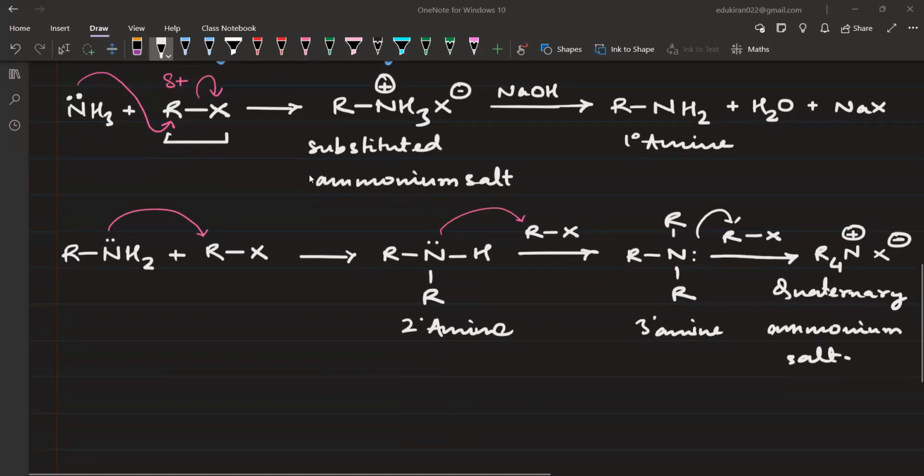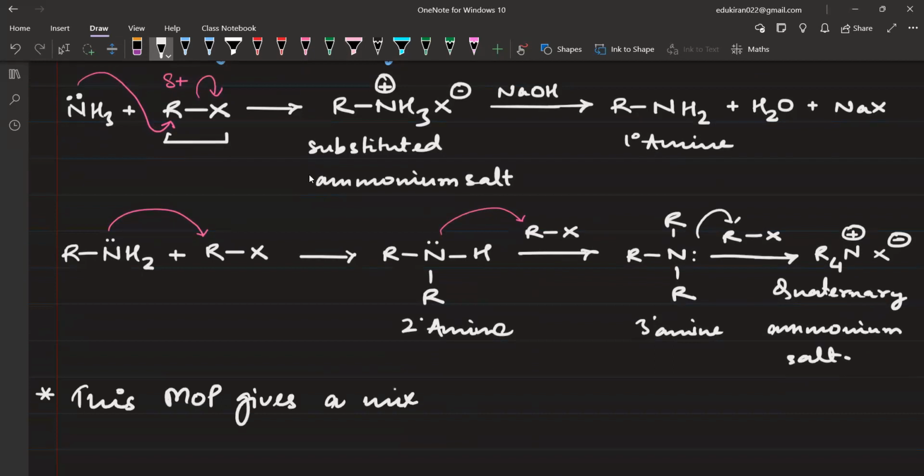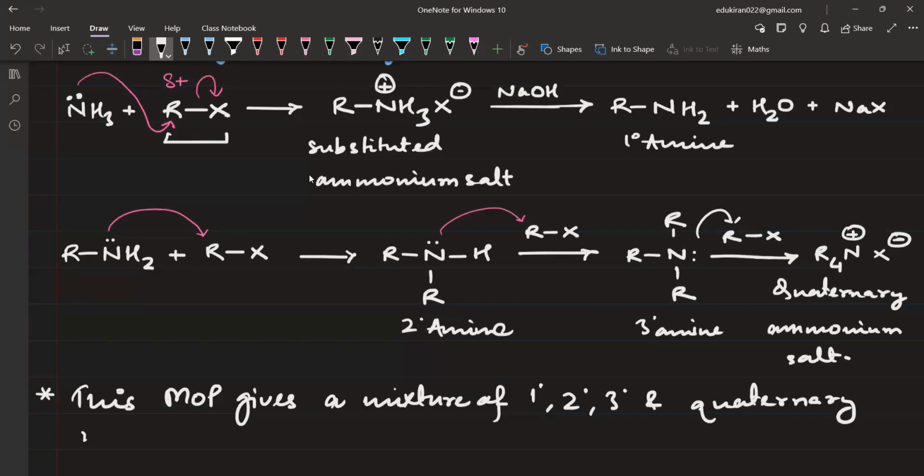Make sense? Yes or no? Please tell me. This method of preparation gives a mixture of 1 degree, 2 degree, 3 degree, and quaternary ammonium salts. Yes or no?